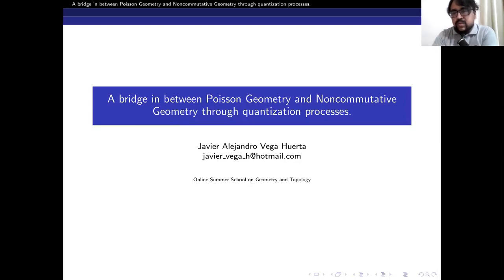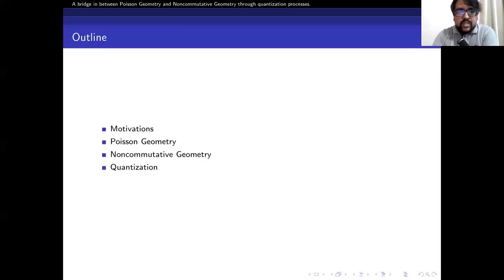Thank you to the organizers for letting me give this brief exposition about Poisson geometry and non-commutative geometry through what I call quantization processes. So here is the outline of the talk. I'm going to go through some motivations, then talk about Poisson geometry, after that go to non-commutative geometry, and hopefully by the end, we are going to grasp the idea of what quantization is and how these theories of mathematics are linked through this quantization process.